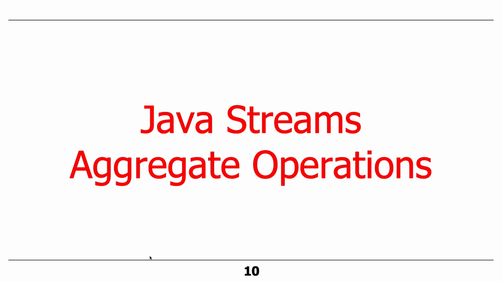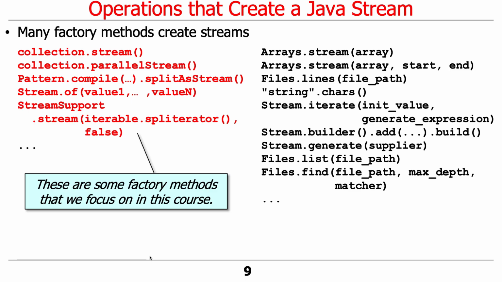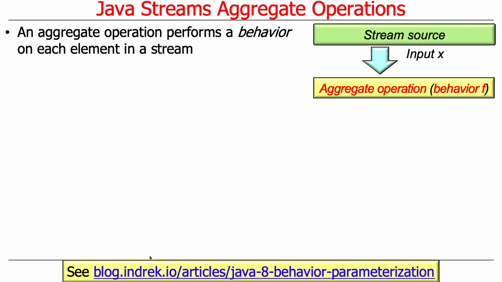So that's a very, very quick overview of how you get streams, so operations that create streams. And like I said, we'll talk more about these things later. Once you've got a stream, then you do stuff with a stream. And that's really the interesting part.